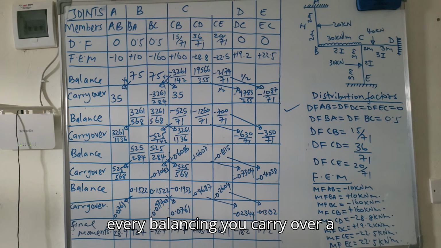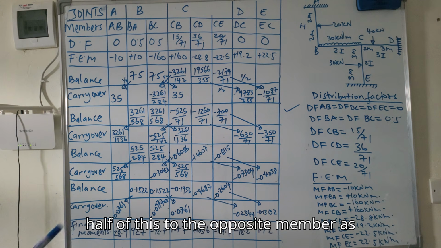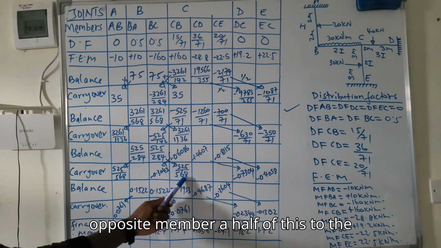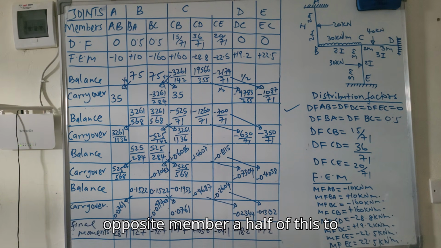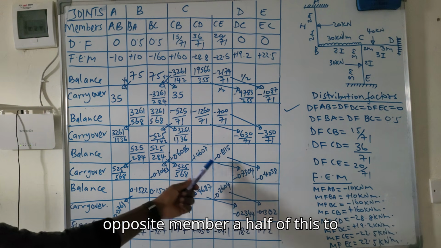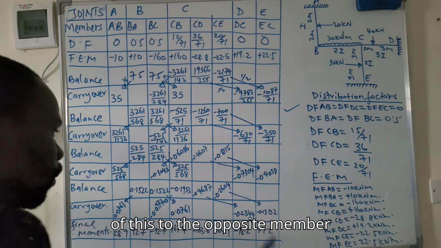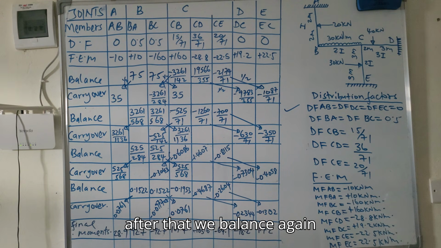After every balancing, you carry over a half of this to the opposite member, as you can see, a half of this to the opposite member, again and again for each one. After that, we balance again.